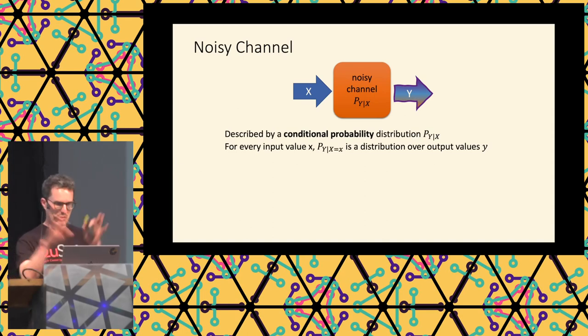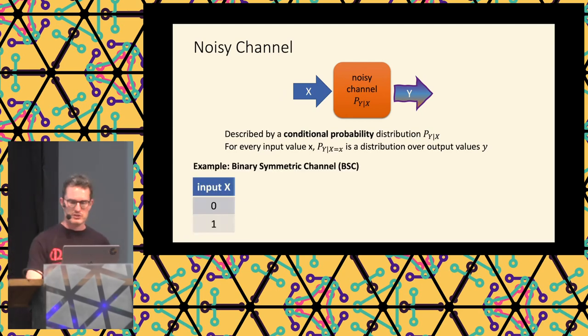A noisy channel, you can model it mathematically as a conditional probability distribution. Don't worry about it. It gets an input x, and it outputs something y. It's kind of messed up a little bit. So it's noisy, it's not outputting perfectly whatever comes in, but it distorts it a little bit. And here is the most famous example, it's called binary symmetric channel.